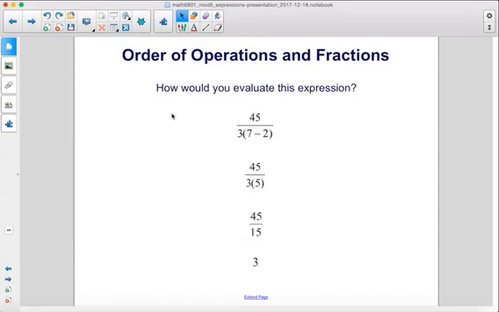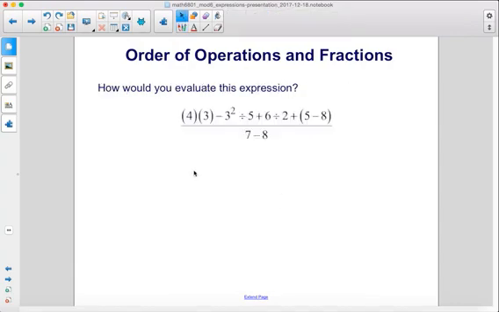How would you evaluate this expression? We have 45 divided by 3 times 7 minus 2. Well, the first thing you want to do is anything inside parentheses. So that becomes 5. Now you have 45 divided by 3 times 5. In this case, you can just multiply these together. That becomes 15, and then 45 divided by 15 is 3. You could have also divided 45 by 3 first, and then by 5. Either way, you're going to end up with 3 as your answer.